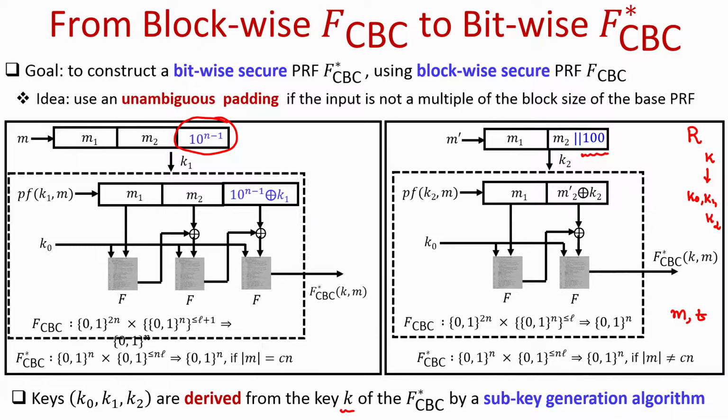So, once the receiver identifies whether it is in case 1 or case 2, depending upon the case, it can verify the tag T for the message that it has received, either by operating the PRF F star with the subkeys k sub 0 and k sub 1, or with the subkeys k sub 0 and k sub 2, right.